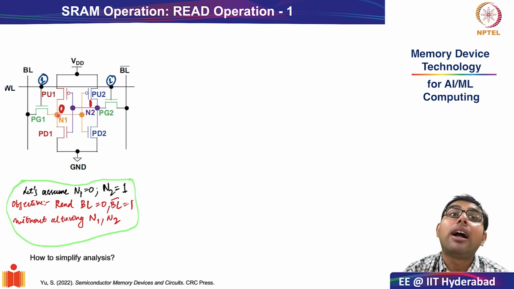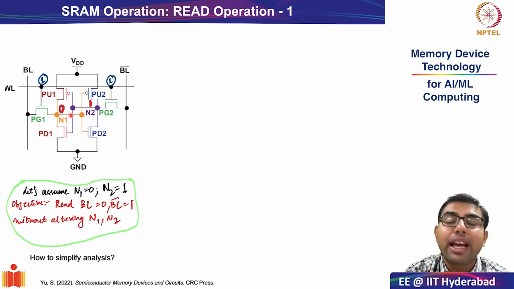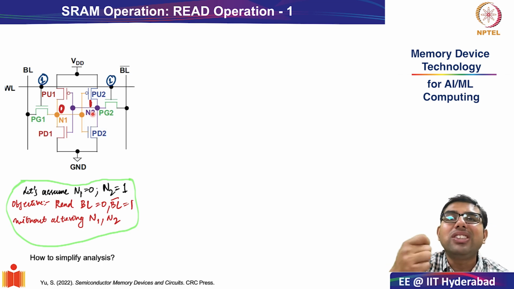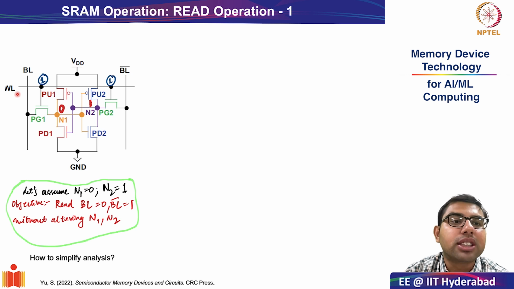That we somehow come to know what the values are at internal nodes N1 and N2 without disturbing the value at N1 and N2. Okay, this is the particular context. First and foremost, the only things that are under our control when we do any operation, like we saw from the hold operation also, are the voltages that we assert on word line, bit line and bit line bar. These are the only three things that we can control.